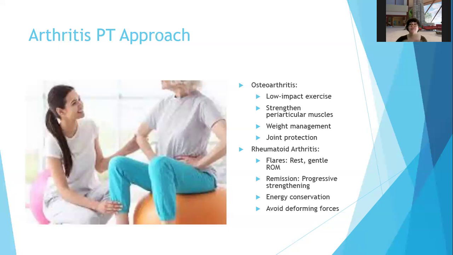With rheumatoid arthritis, people tend to have flares and remissions, or exacerbations and remissions. So during a flare, you want to rest and do gentle range of motion, and the pool is a great place to do gentle range of motion. During remission, you can work on progressive strengthening. When they're in the middle of a rheumatoid arthritis flare, you don't want to do progressive strengthening. You want to rest, maybe gentle range of motion. Energy conservation is important, and that's something we can educate people on, as well as avoiding forces that deform the joints. So we can talk about the person's individual activities and help them modify them to avoid those deforming forces.